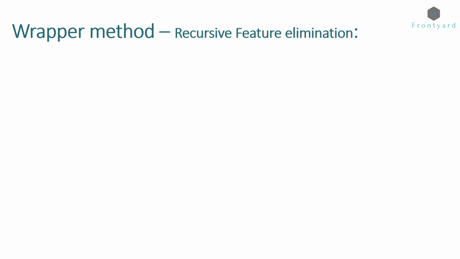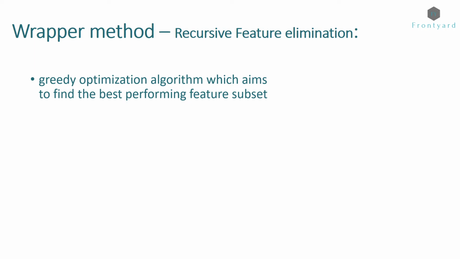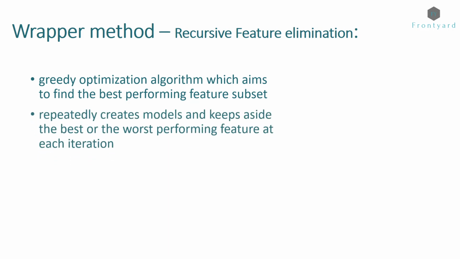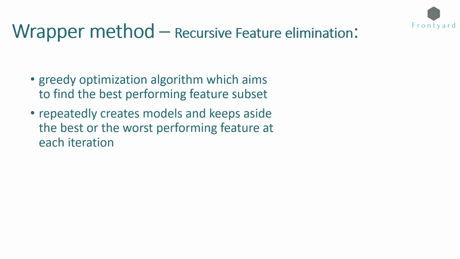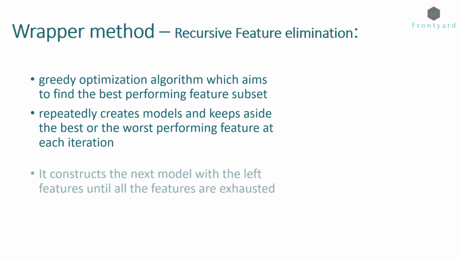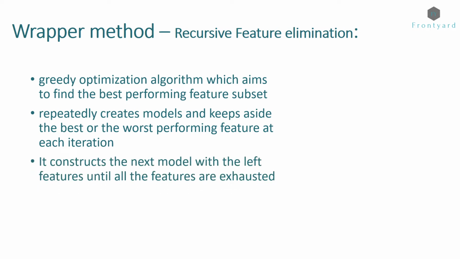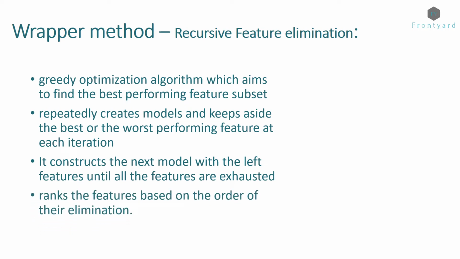Next, recursive feature elimination in wrapper method. It is a greedy optimization algorithm which aims to find the best performing feature subset. It repeatedly creates models and keeps aside the best or the worst performing feature at each iteration. It constructs the next model with the left features until all the features are exhausted. It then ranks the features based on the order of their elimination.